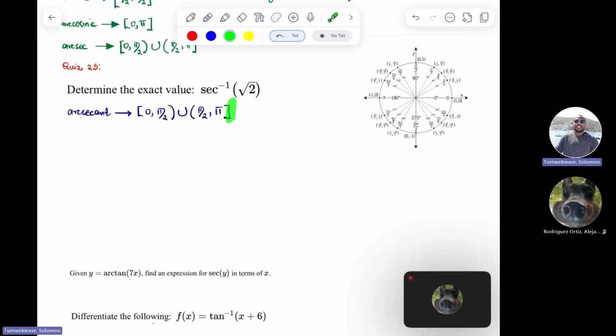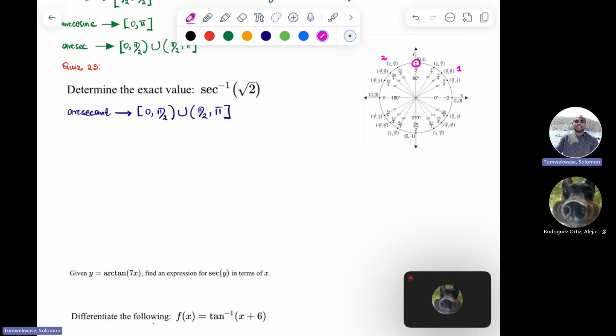Note that at the end it is closed, but it is open here. Which means pi over 2 is not part of the restricted interval. So what does that mean? 0 to pi over 2, that is from here up to here, then pi over 2 to pi, that is up to here. So what that means is the arcsecant lies in quadrant 1 and quadrant 2 apart from the point pi over 2, okay?